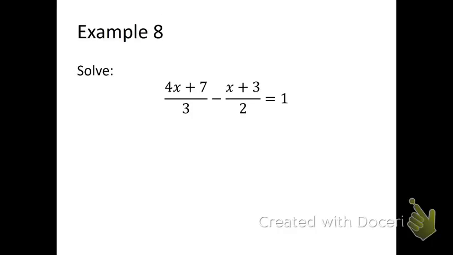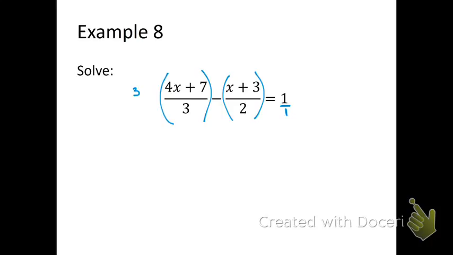Okay, example 8 is a lot like example 7, but it brings in that whole number again. Remember, anytime you have fractions and you want to get rid of them, but you also have a whole number in there, we can always put it over 1. So just like before, we want to get rid of this first fraction, so what do we need to multiply by? Hopefully you said 3.